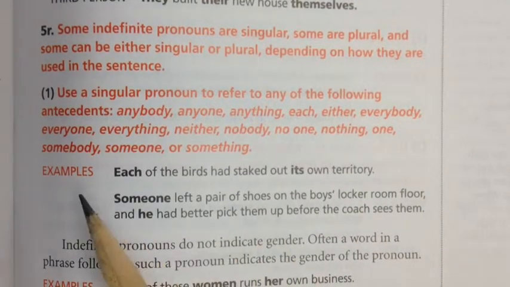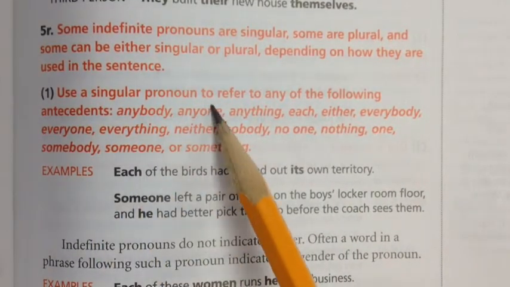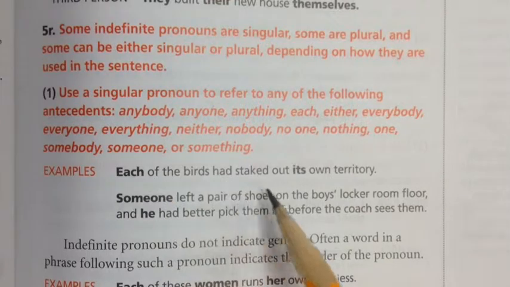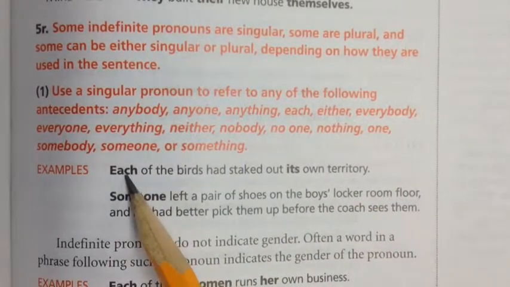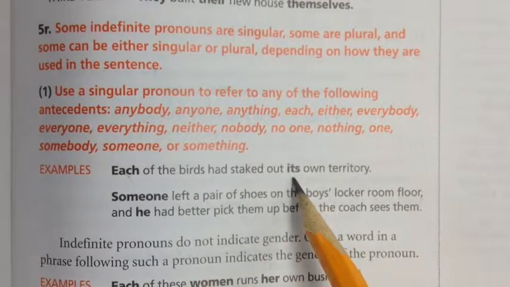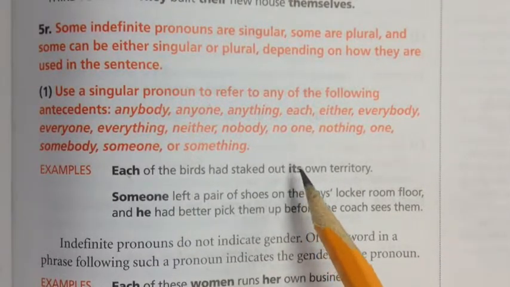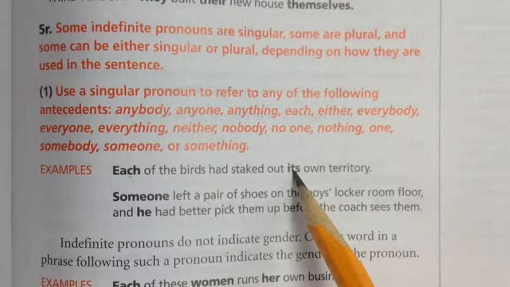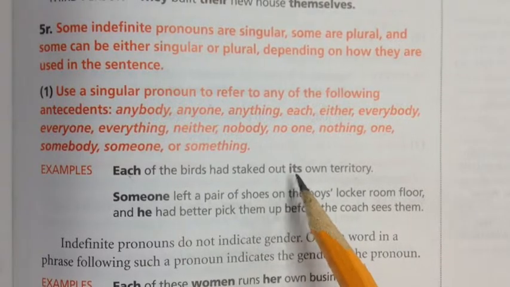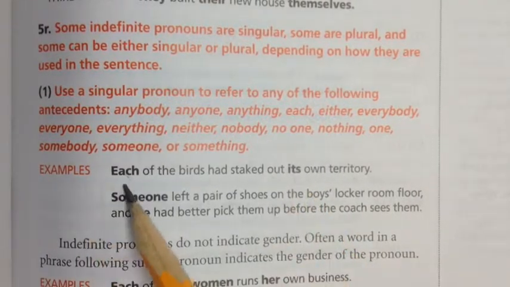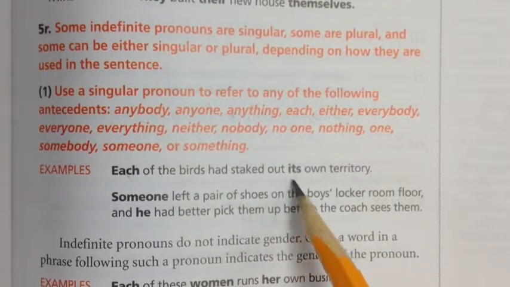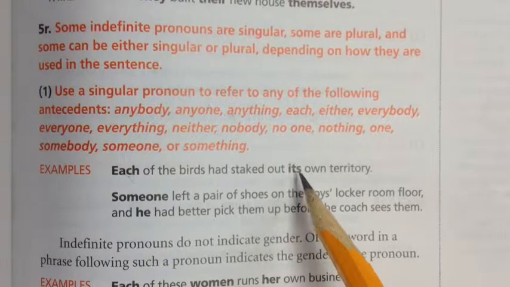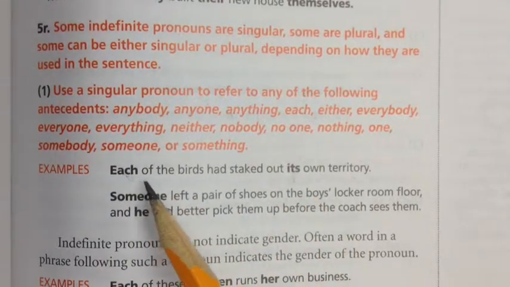So here's some examples. Each is on this list. So each of the birds had staked out its own territory. Because we use the word each, we have to use the word its. Now I bet you that the word their, T-H-E-I-R, sounds pretty good to you, but it's wrong. You can't use a TH pronoun if this indefinite pronoun is in the singular list. You have to use a pronoun that does not begin with TH. So you can't say their.